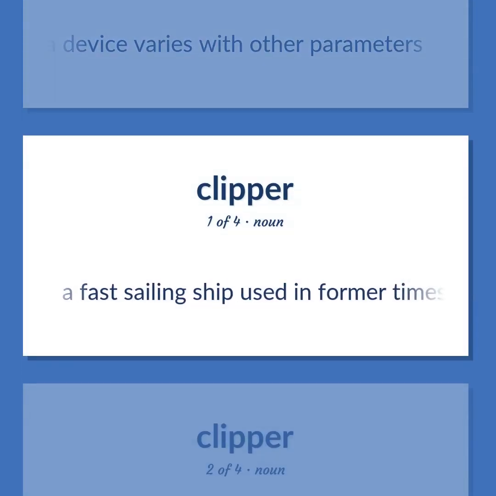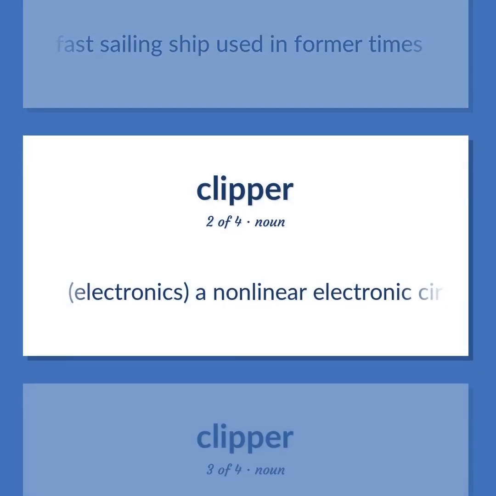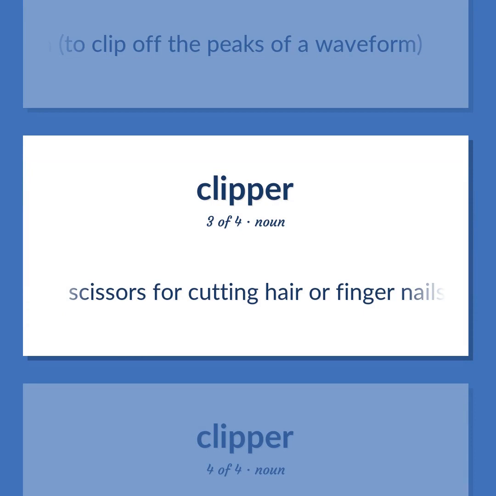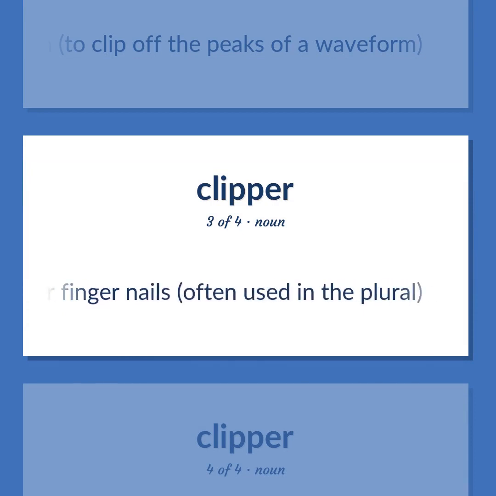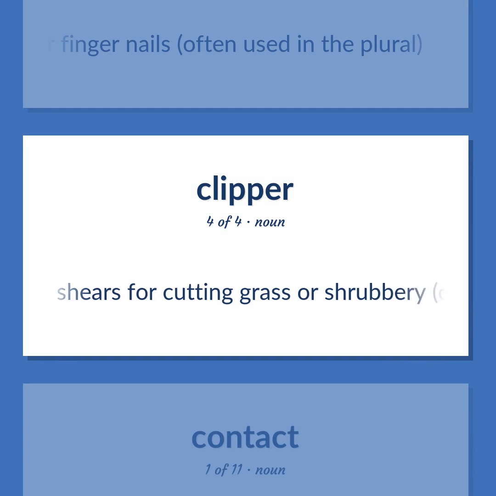A fast sailing ship used in former times. Electronics. A nonlinear electronic circuit whose output is limited in amplitude. Used to limit the instantaneous amplitude of a waveform, to clip off the peaks of a waveform. Scissors for cutting hair or fingernails, often used in the plural. Shears for cutting grass or shrubbery, often used in the plural.